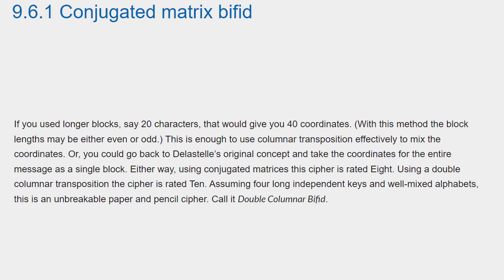Using a double columnar transposition, the cipher is rated 10. Assuming 4 long independent keys and well-mixed alphabets, this is an unbreakable paper and pencil cipher. Call it double columnar Bifid.